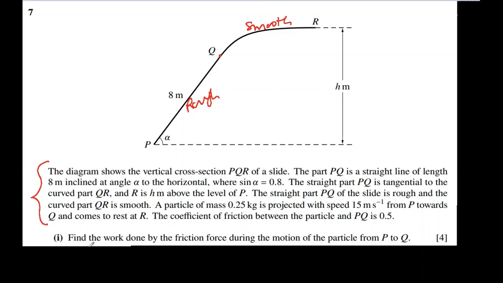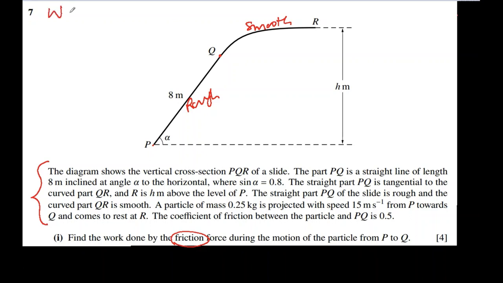Okay, so the first part says find the work done by friction during the motion of the particle from P to Q, because from P to Q it is rough. The friction will do some work in opposite direction. From Q to R it's smooth. There is no work done by the friction. So we just find it.